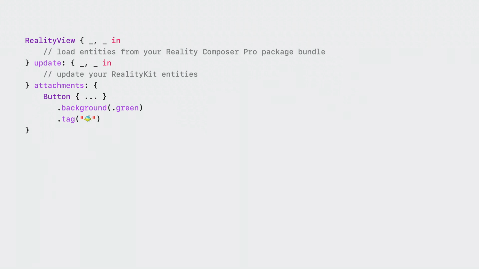Fleshing this out a little, let's add a bare minimum implementation of creating an attachment view, a green SwiftUI button, and adding it to our RealityKit scene. In the Attachments View Builder, we make a normal SwiftUI view. We can use view modifiers and gestures and all the rest that SwiftUI gives us. We tag our view with any unique hashable. I've chosen to tag this button view with a fish emoji.